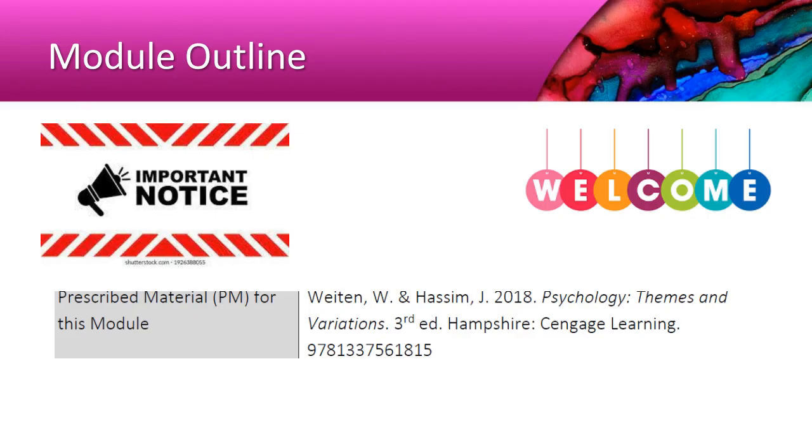Just a note, in the module outline, there is a new textbook that's listed, but I want to point out that the new textbook is an updated edition of the textbook we used last year. So the new textbook is a 4th edition textbook. The textbook we used last year was a 3rd edition textbook, and it's really not necessary to buy the new textbook. The old textbook that you had last year will suffice completely for this module. So that's the Wheaton and Hassim one. 3rd edition 2018. The new textbook is a 2022 4th edition, and the material is pretty much exactly the same.